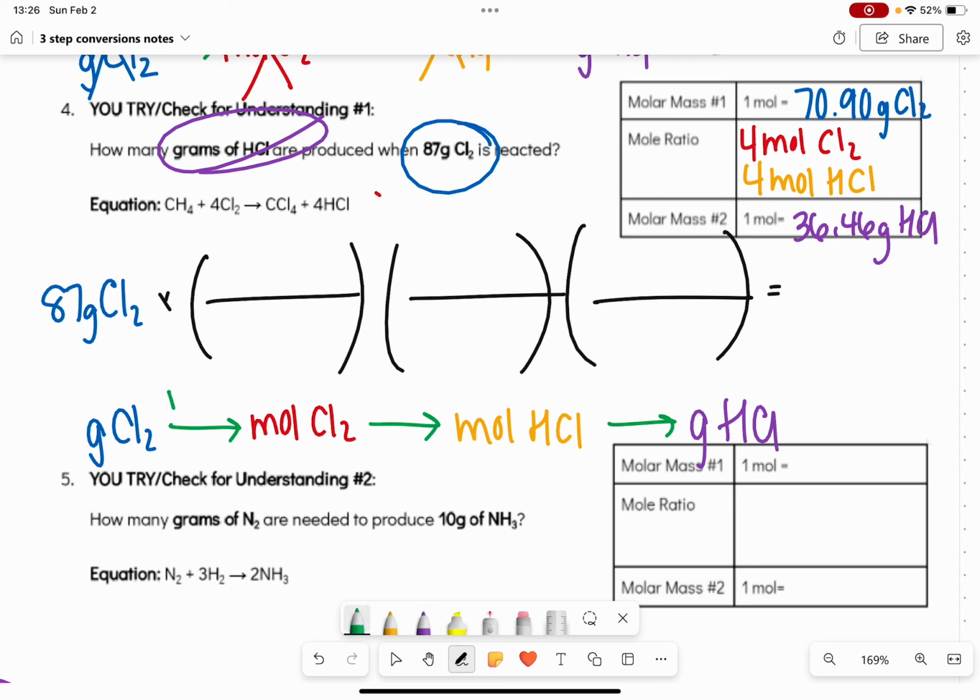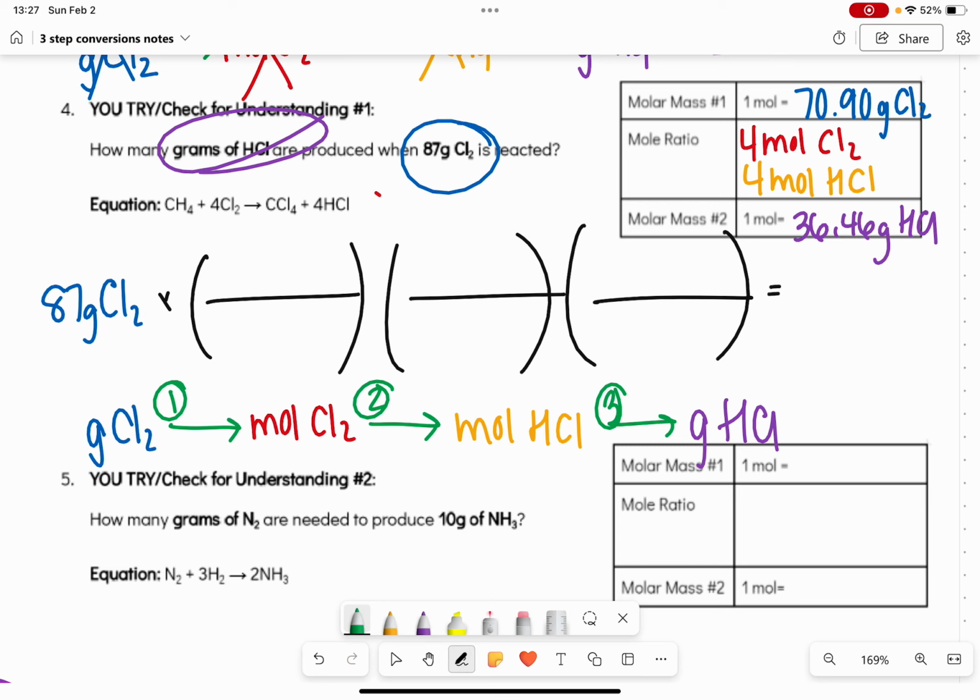So your first conversion is to go from grams of Cl2 to moles of Cl2. Then your second conversion would be from moles of Cl2 to moles of HCl. And then your final conversion from moles of HCl to grams of HCl.